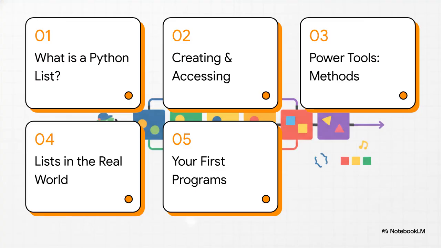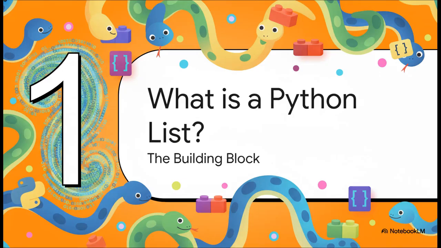So, here's the game plan. It's super simple. First, we'll cover what a list actually is. Then, how to make one and get stuff out of it. After that, we'll look at some really cool power tools called methods, see where you'd actually use lists in real life, and then wrap up with a couple of quick programs. Easy peasy. Okay, let's kick things off.